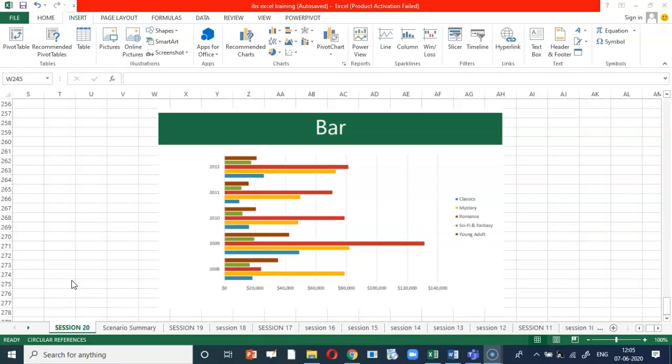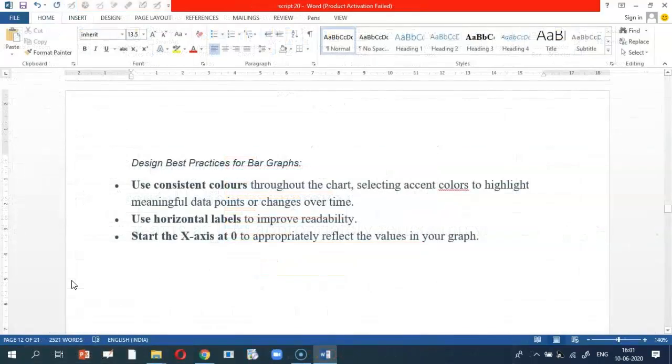The design best practices for bar graphs are: use consistent colors throughout the chart, selecting accent colors to highlight meaningful data points or changes over time. Use horizontal labels to improve readability. Start the x-axis at 0 to appropriately reflect the values in your graph.